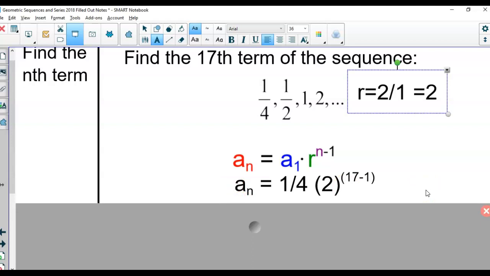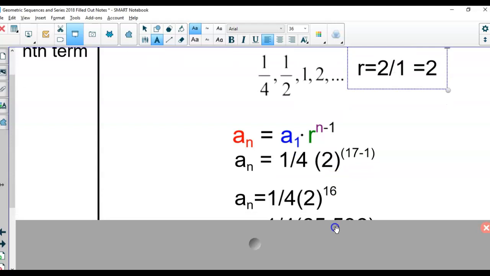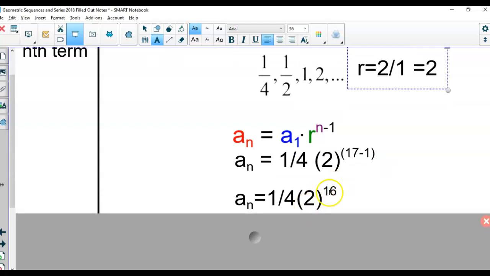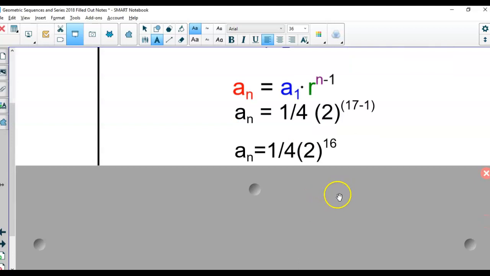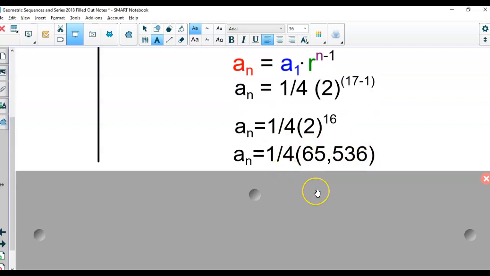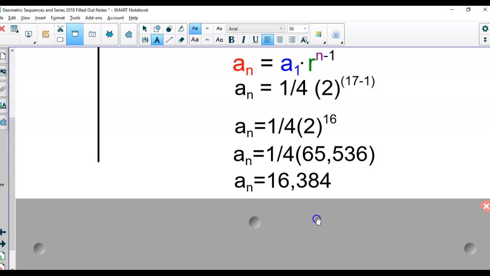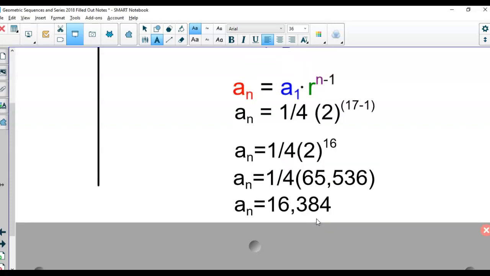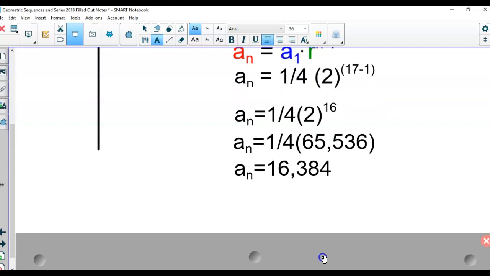Now all I need to do is simplify, and make sure you use order of operations. Some people will want to multiply 1/4 times 2 first, but you can't do that. You actually have to do 2 to the 16th power first. When you do 2 to the 16th power, you get 65,536. Then you multiply by 1/4, so order of operations, and that gives us 16,384. That's the 17th term in that sequence. Along the way, if I'm going too fast, make sure that you pause this and write down any questions that you might have.